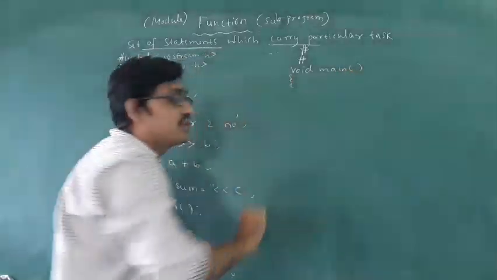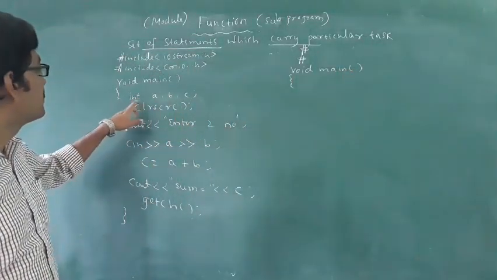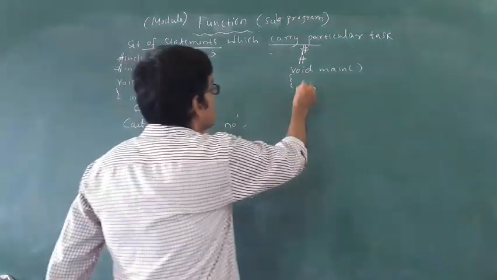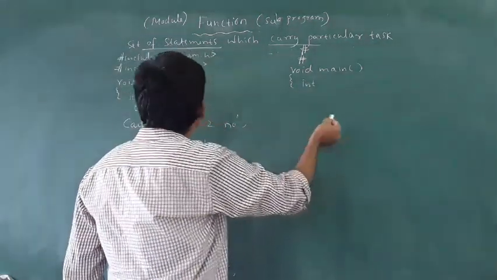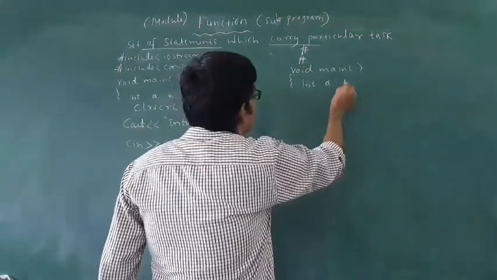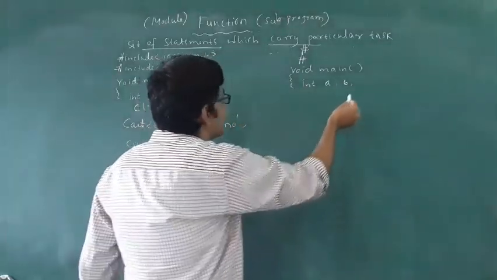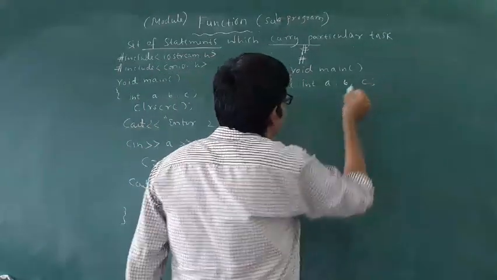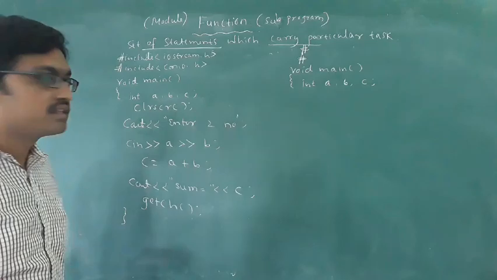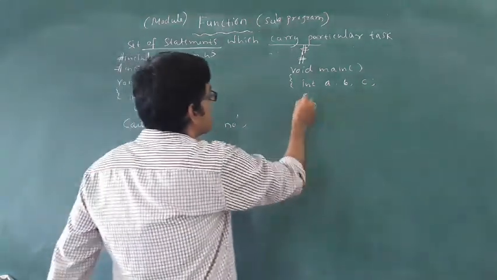By using function I am writing the same. You have to write here int a, b, then you can take c. Same, then take clrscr.